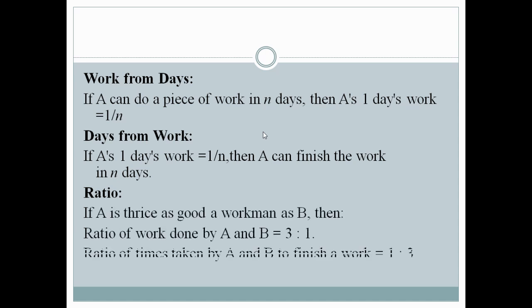Then we have discussed the ratios, work ratio and time ratio. If A is thrice as good a workman as B, then the ratio of work done by A and B is 3:1. The ratio of times taken by A and B to finish the work is 1:3. That is, the reciprocal of the work done is the ratio of time.